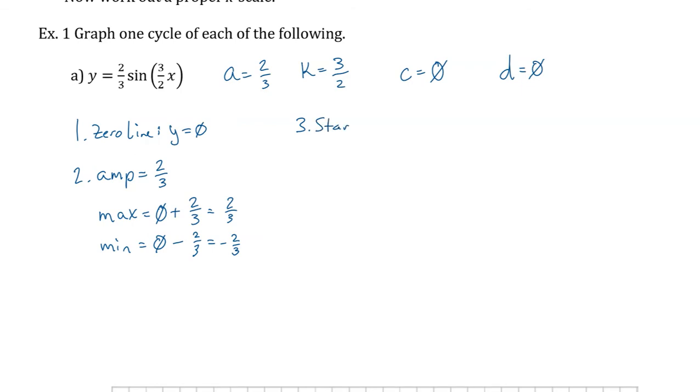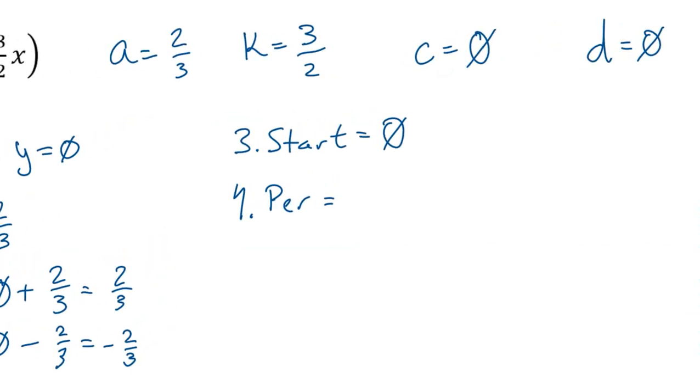Start. It's your phase shift. That's your C value. So in this case, it's just 0. Period. So this is that little formula. It's not 3 over 2 though, but it's related to 3 over 2, correct? It's 2 pi divided by the k value.